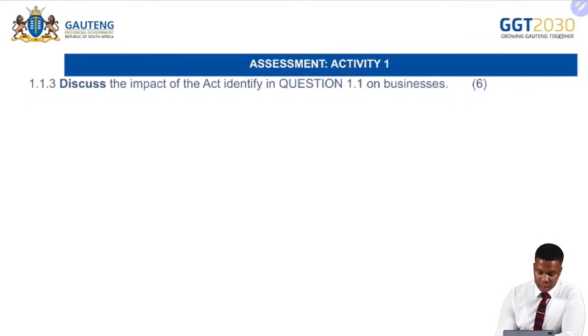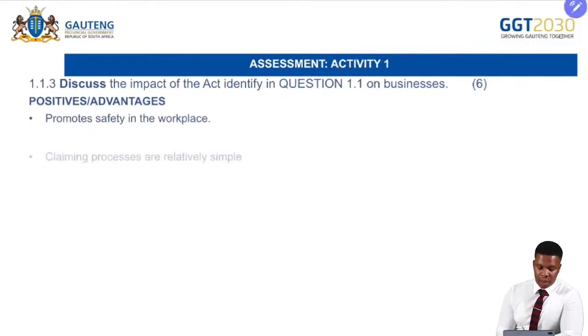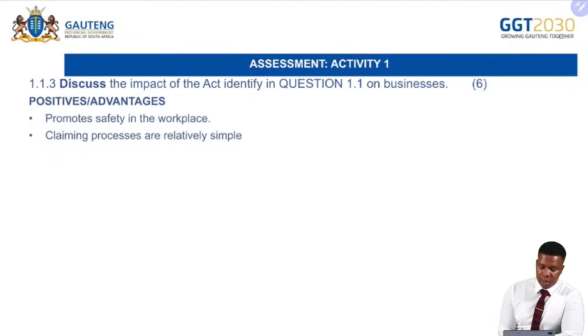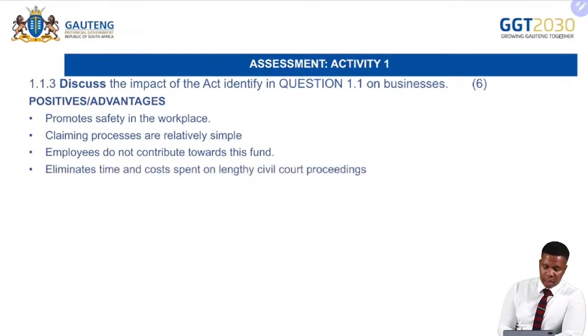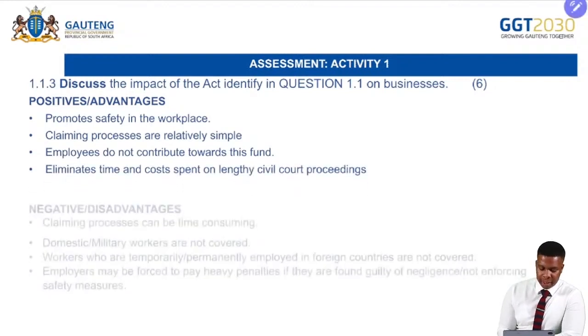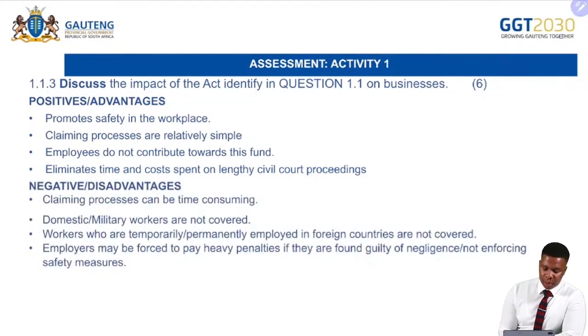Then we look into the impact. Remember, you use what for your impact? Discuss the impact. We have positives. What are your positives? It promotes safety in the workplace. The claiming processes are relatively simple. Employees do not contribute towards this fund, and then it eliminates time and costs spent on lengthy civil court proceedings. The negatives, the claiming processes can be time consuming, and then domestic or military workers are not covered.